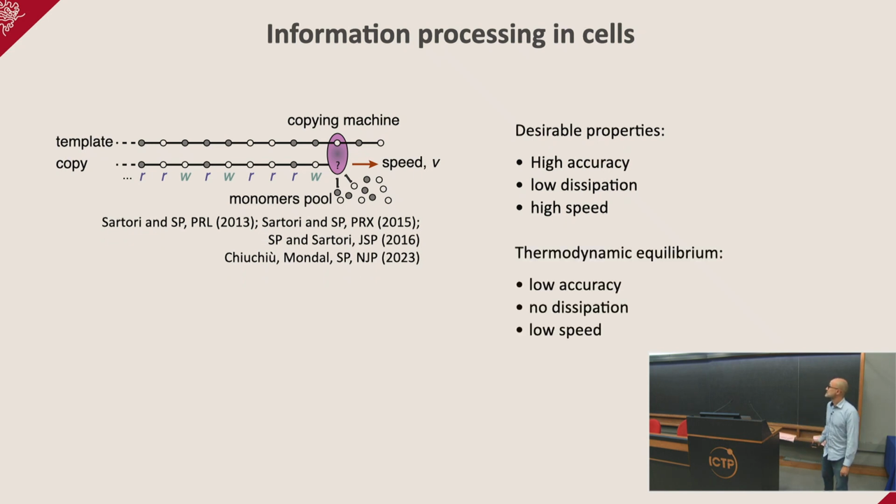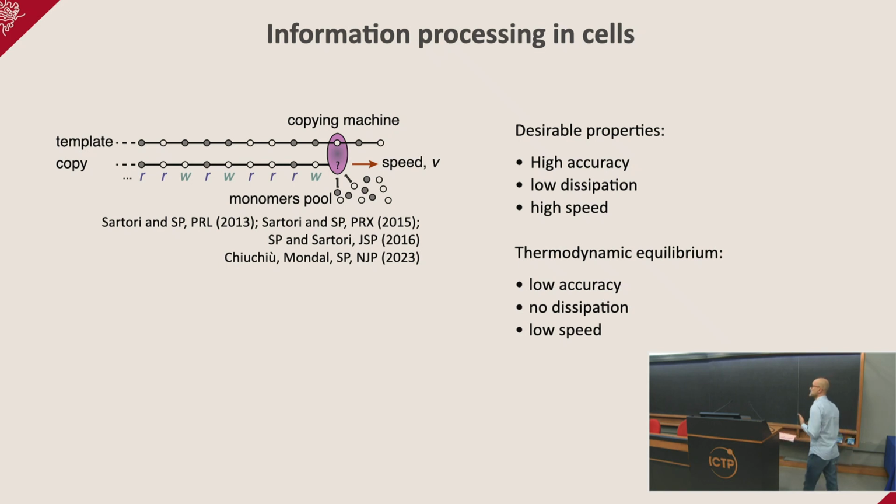If you were doing this at thermodynamic equilibrium or close to thermodynamic equilibrium, you can easily estimate that the accuracy will be low because the energy differences of right matches and wrong matches between monomers is not so large. There will be no dissipation because we don't dissipate at equilibrium, and speed will be low as well. So if you think about this in this way, you can think that these machines, what they're actually doing is trading thermodynamic energy for accuracy and speed.